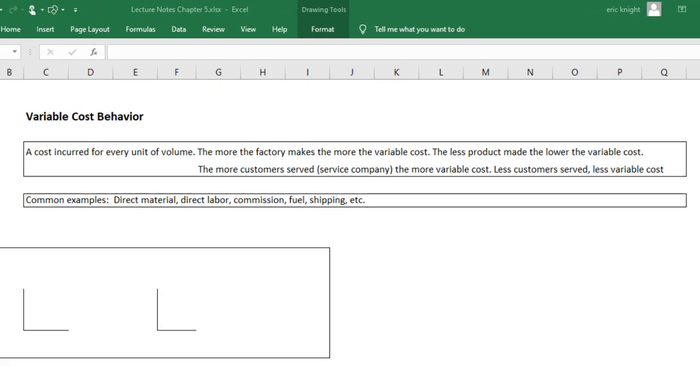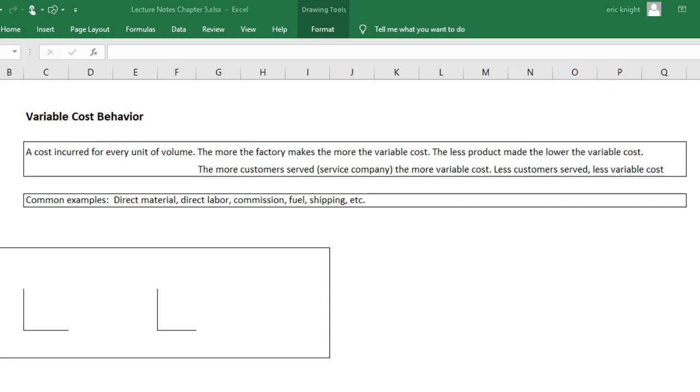A variable cost is a cost incurred for every unit of volume. The more the factory makes, the more the variable cost. If they make less of a product or service, then they have lower variable costs. If it's a service company instead of a manufacturing firm, then it's the more customers that are served, the more the variable cost will be. Less customers served, less variable cost will be.